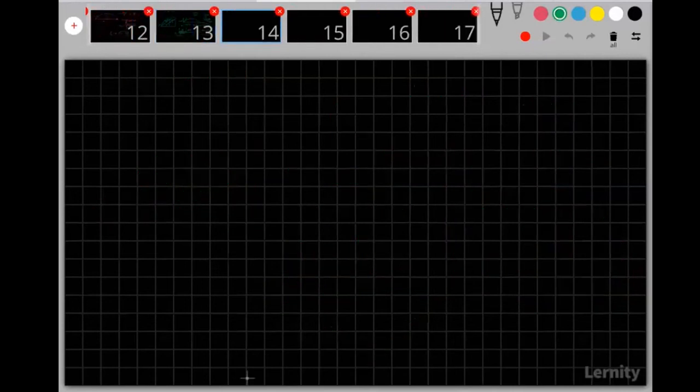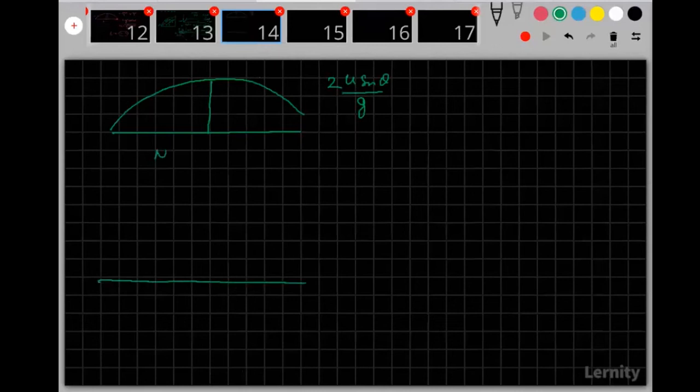In a normal projectile, point number 1, the time of flight is equal to 2u sine theta by g. Even here, it will be the same. This is a normal projectile. This is an inclined projectile. In this case, the horizontal velocity is u cos theta, no doubt. The vertical velocity is u sine theta, no doubt. Then again, this is inclined, right?